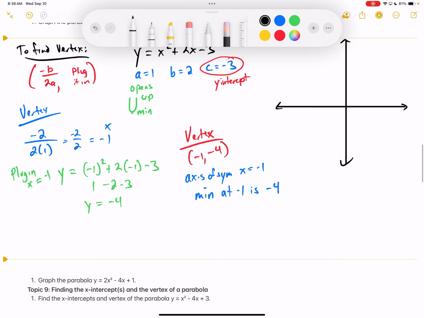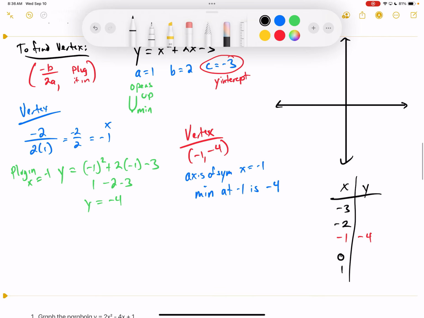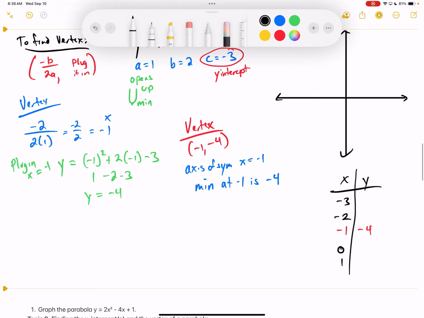So now we go to our chart. And we say, okay, my vertex is -1, -4. So I need to plug in like a 0. Oh, wait, to the left would be a -2, -3, and a 0 and a 1. Now, I'd rather plug in a 0 and a 1, so I'm going to do the ones on the right this time.